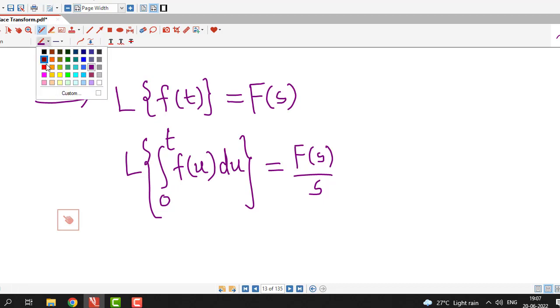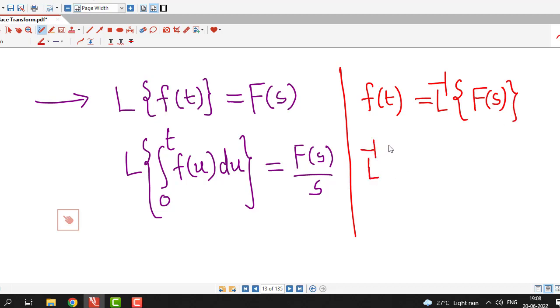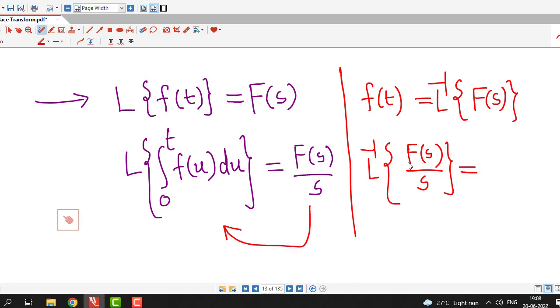Now we are going to reverse this formula. Instead of this, we will write in this way. Suppose f of t is the inverse Laplace transform of capital F of s. Then if we are interested in the inverse Laplace transform of F of s divided by s, then from this we obtain the formula for inverse Laplace transform of F divided by s, and it is simply integral from 0 to t f of u du.